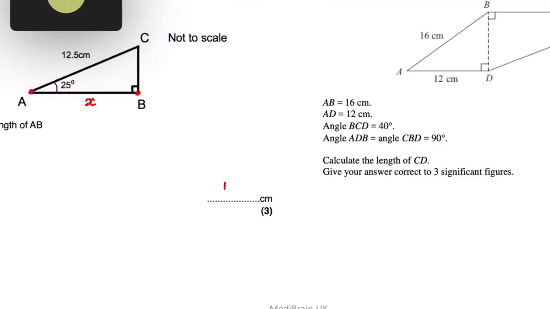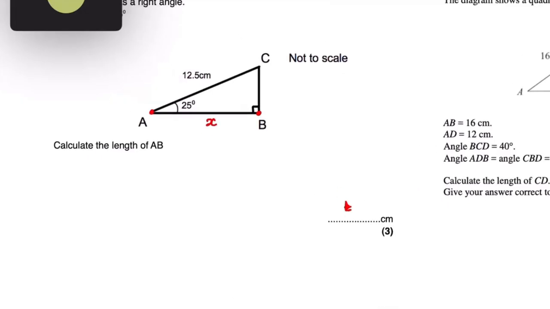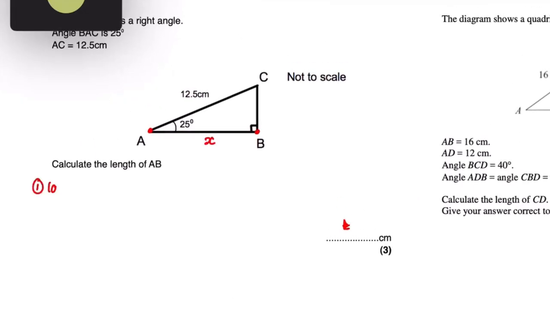Step one is going to be label the sides. So the right angle is over here. The side opposite it is going to be the hypotenuse. The angle is over here. The side opposite it is going to be the opposite. And then the side which is left over is going to be the adjacent. Okay? So we've labeled our sides.